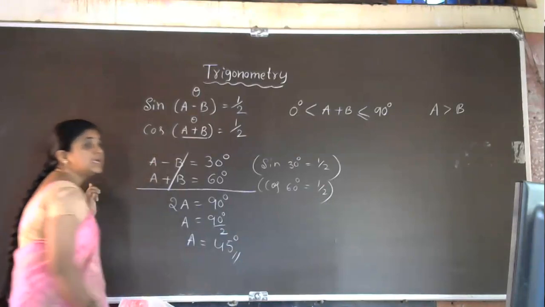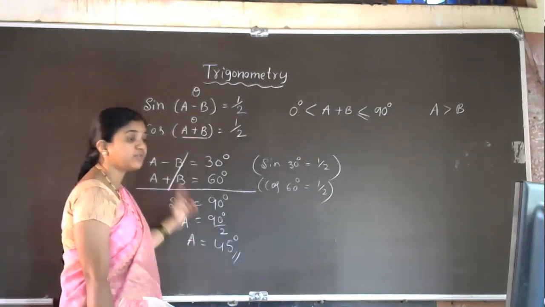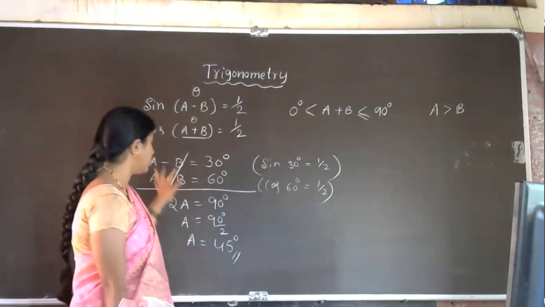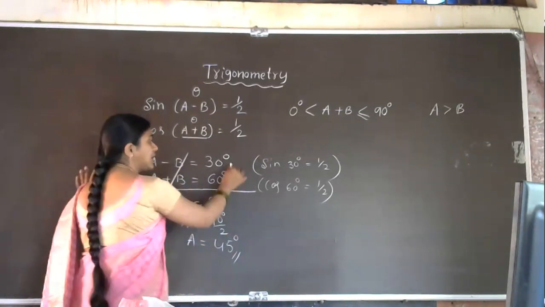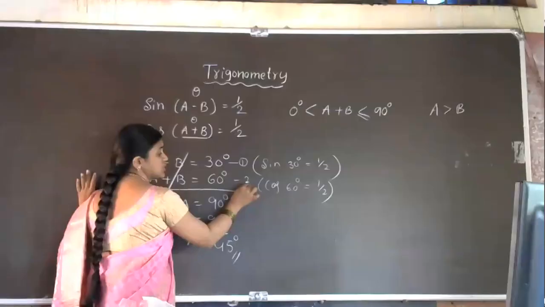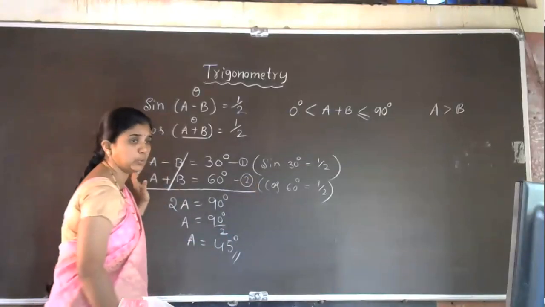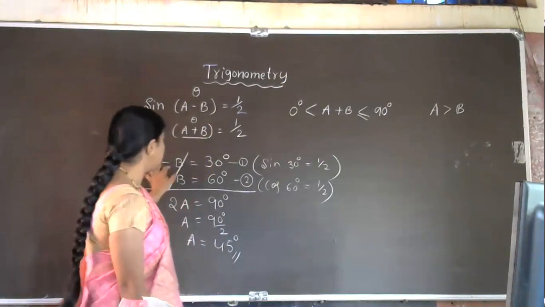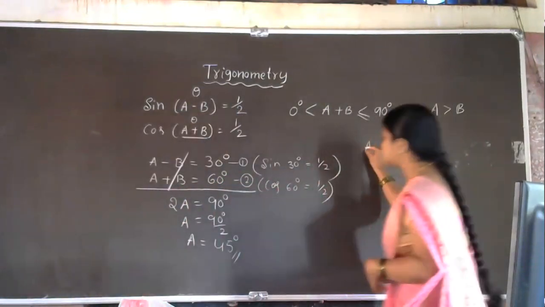45 degree. So we got the A value as 45 degree. Now using this we have to find B value. Can you choose any one equation? You can give the equation number as equation number 1 and equation number 2. Yes, now A is equal to 45 degree. Can you work out? So let us take first equation.